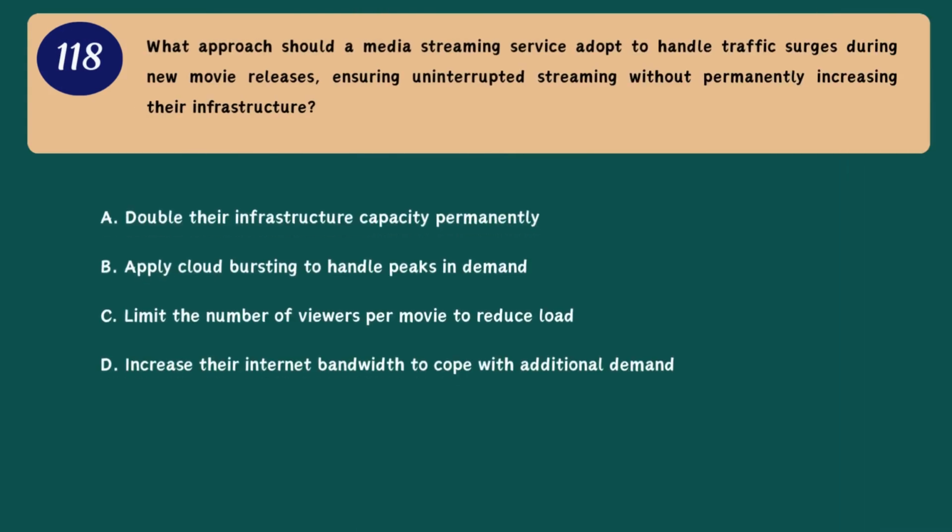Question 118. What approach should a media streaming service adopt to handle traffic surges during new movie releases, ensuring uninterrupted streaming without permanently increasing their infrastructure? A. Double their infrastructure capacity permanently. B. Apply cloud bursting to handle peaks in demand. C. Limit the number of viewers per movie to reduce load. D. Increase their internet bandwidth to cope with additional demand.